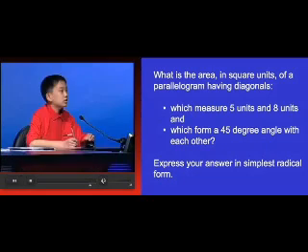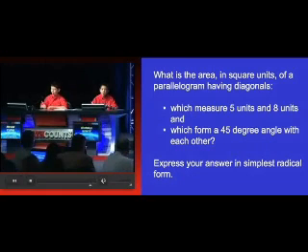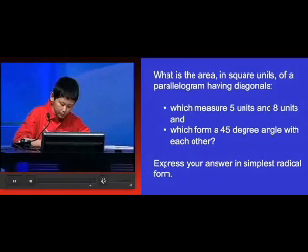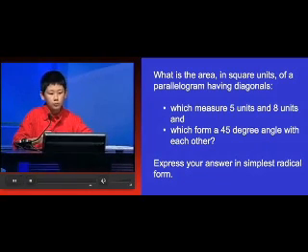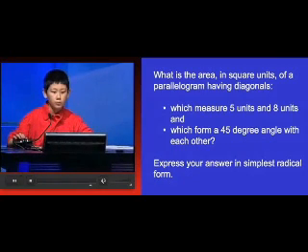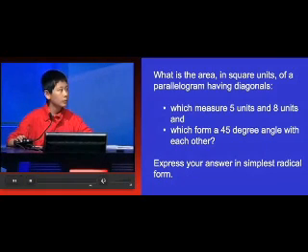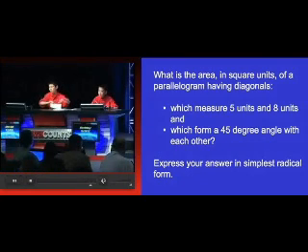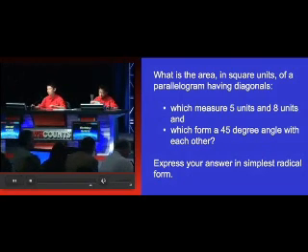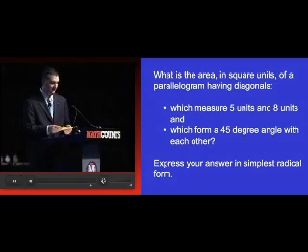Bobby. 20 root 2. Sorry, that is not the correct answer. Which form a 45-degree angle with each other. Express your answer in simplest radical form. David. 10 root 2. 10 root 2 is the correct answer. So David jumps out to the early 1-0 lead over Bobby in the finals.